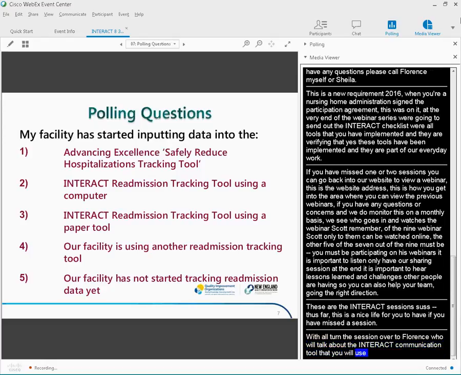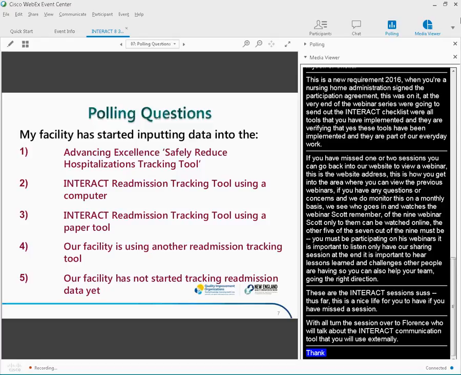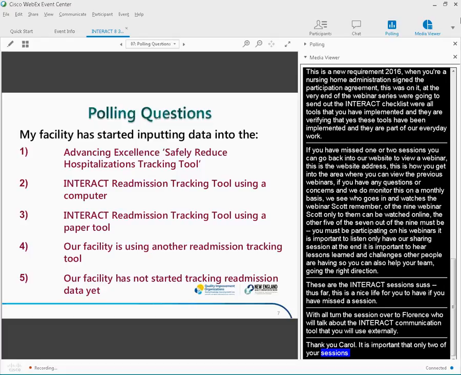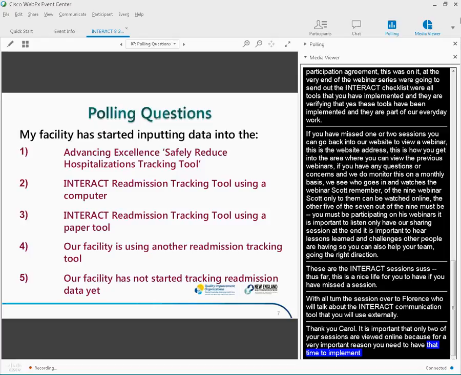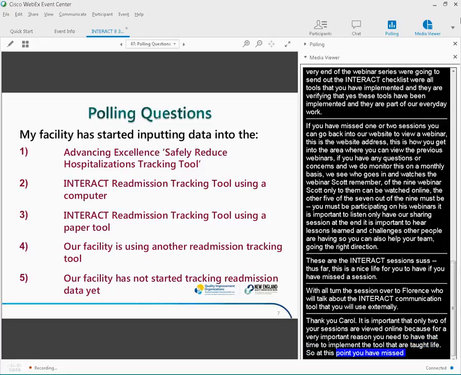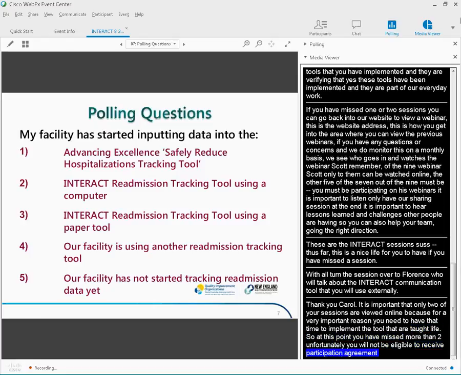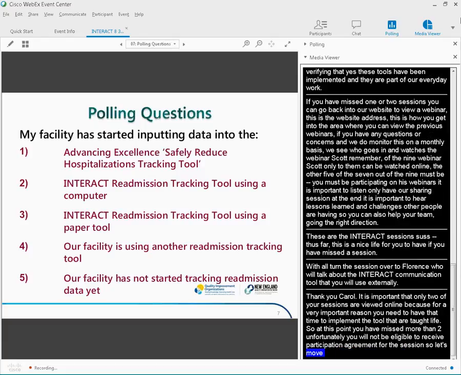As Carol said, it's very important that only 2 of your sessions are viewed online, for a very important reason: you need to have that time to implement the tools that are taught live. So if at this point you've missed more than 2, unfortunately you will not be eligible to receive a participation agreement for this session. So let's move forward, and I love polling questions, so here's the first of 3.